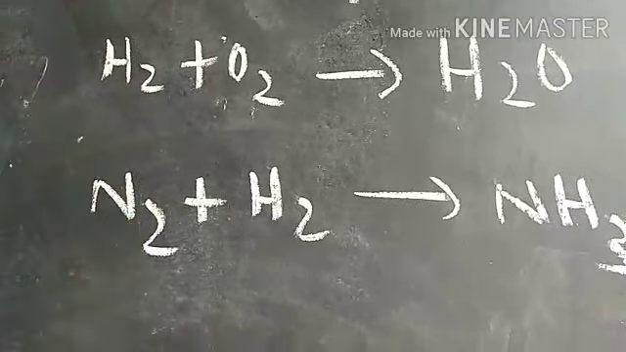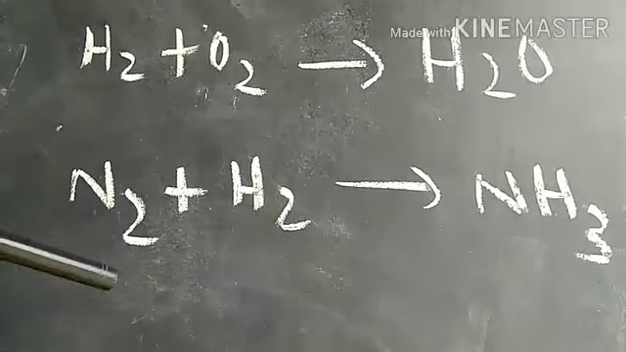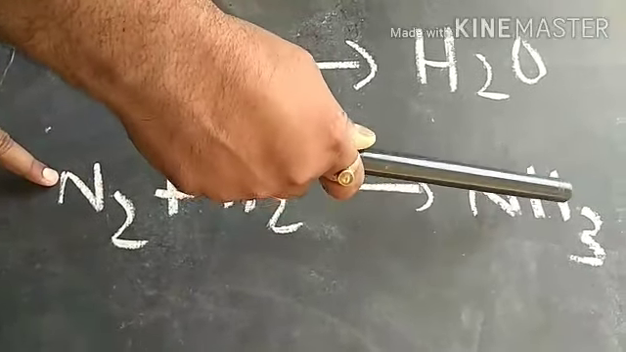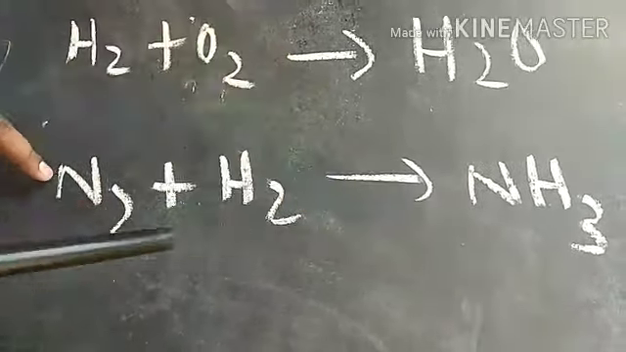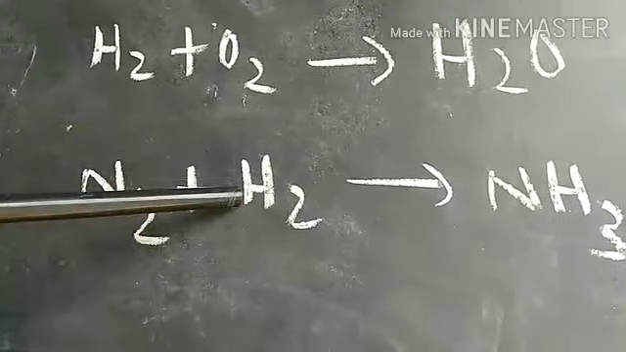In the next example, N2 plus H2 gives NH3. Here the number of nitrogen atoms is 2 on the reactant side, but the number on the product side is 1. So nitrogen is unequal on both sides. And hydrogen also, H2.